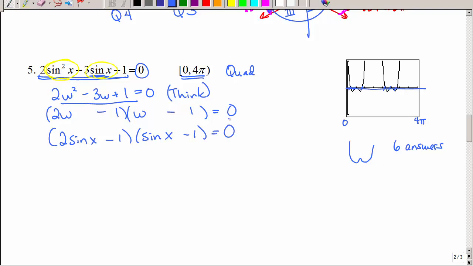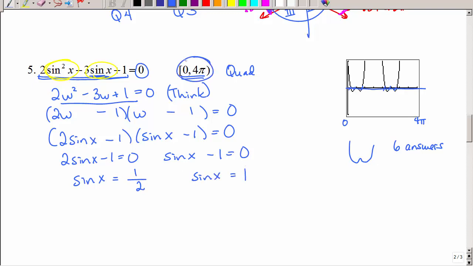So now that I have factored, go back to your basic algebra. You set each factor equal to 0, and we solve for x. Well, at this point I'm going to solve for the sine of x. So I'm going to add 1 and divide by 2, and here I'm going to add 1. I've got to go back to here. So remember, the whole circle is 2 pi, so I've got to go around the circle twice.